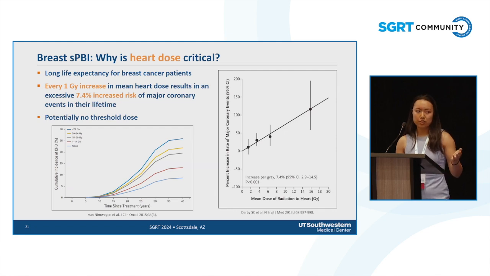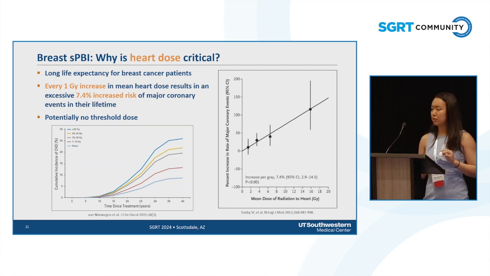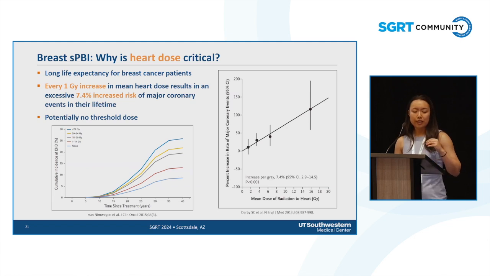Breast cancer patients, as we know, have a relatively high survival rate, and they end up having a longer life expectancy. So it is extra important for us to make sure that there are fewer negative radiation side effects after their radiation treatment. There's the famous Darby paper from the New England Journal of Medicine, correlating every 1 gray increase in mean heart dose to a lifetime excess risk of 7.4% of major coronary heart events. A lot of those events will lead to death.